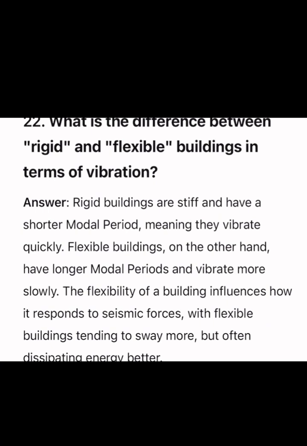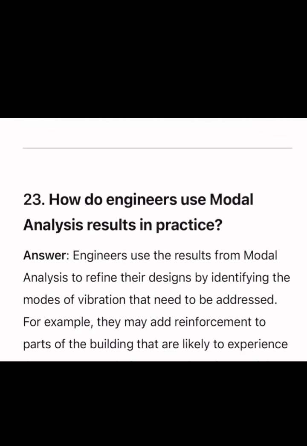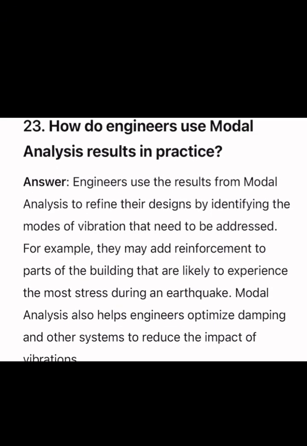What is the difference between rigid and flexible buildings in terms of vibration? Rigid buildings are stiff and have a shorter modal period, meaning they vibrate quickly. Flexible buildings, on the other hand, have longer periods and vibrate more slowly. The flexibility of the building influences how it responds to seismic force, with flexible buildings tending to sway more, but often dissipating energy better.